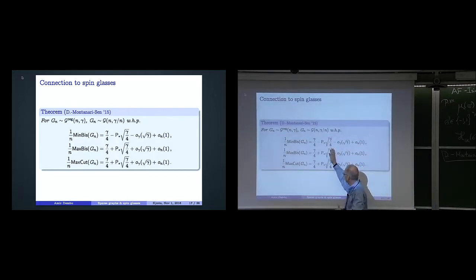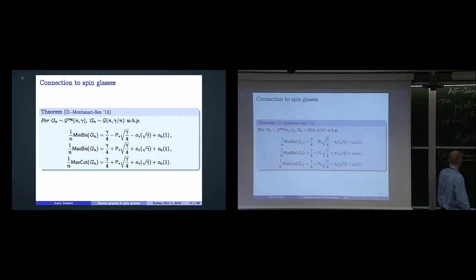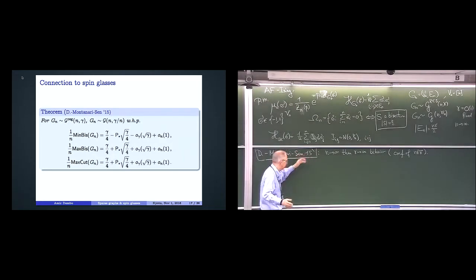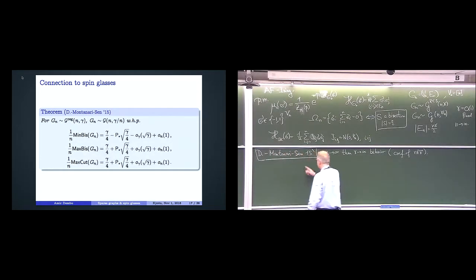Now, if your weights are sufficiently regular and not changing with this parameter gamma, then I can apply this, and this is done in a paper only by Sen. So you see, there were three authors, then there were two authors, then there was one author. Now there is none. So Sen is looking for other people.